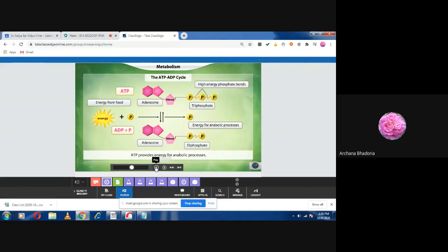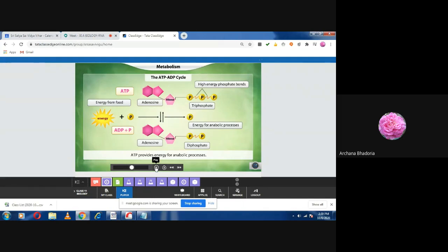So these bonds are only the high energy phosphate bonds. What do you call these bonds? High energy phosphate bonds. Now what will happen when the breakdown will take place?